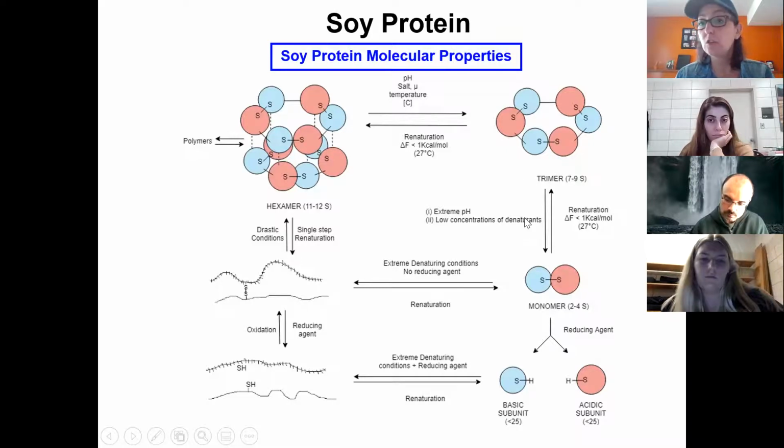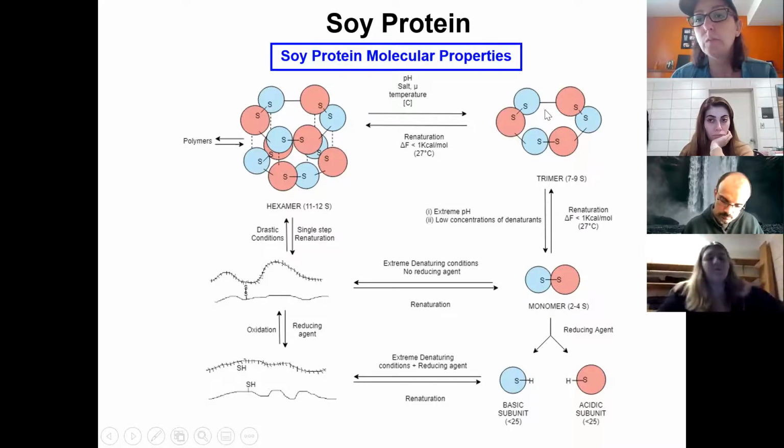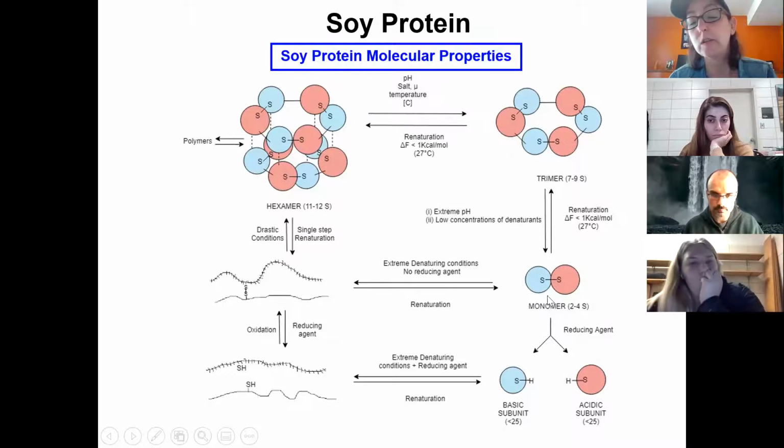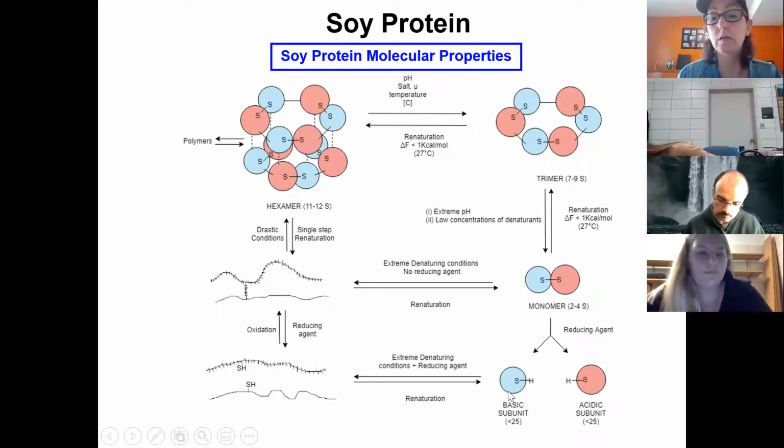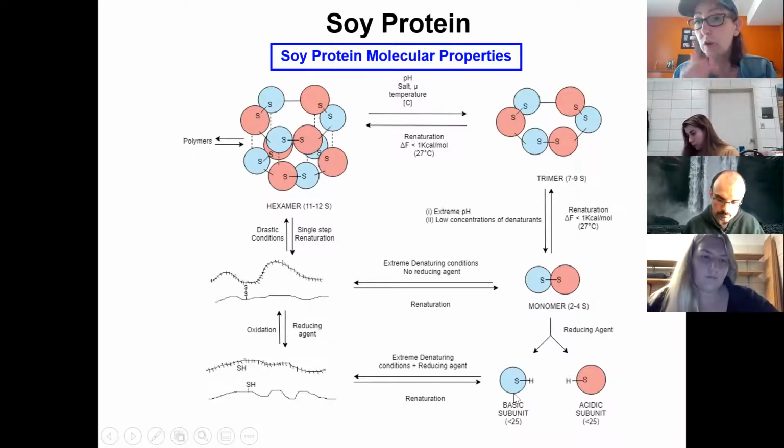Or if you have a denaturant, if you have SDS, for example, this is going to break the hydrophobic interactions, and then you end up with your monomer. With high temperature, without the reducing agent, the subunits, even though they're linked, will open up and denature, so you will have unfolding. If you add a reducing agent, these monomers will break down into basic subunit and acidic subunit. And then with heat, or extreme denaturation conditions, these will be denatured. The tertiary structure will be denatured.